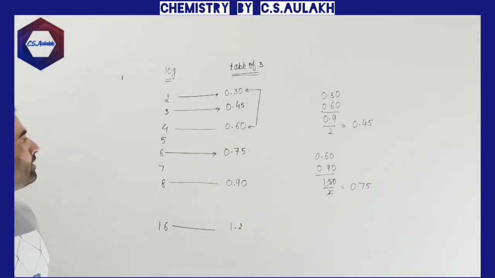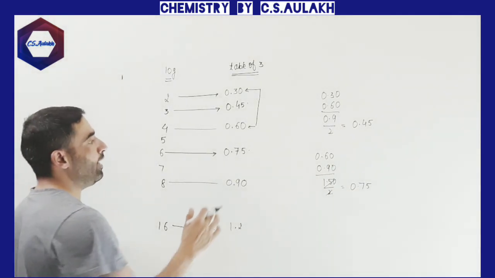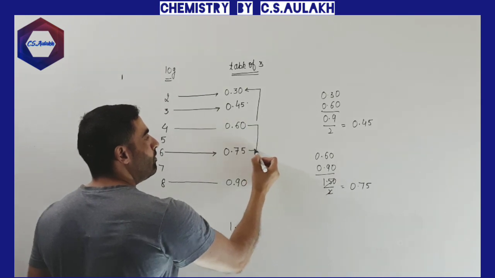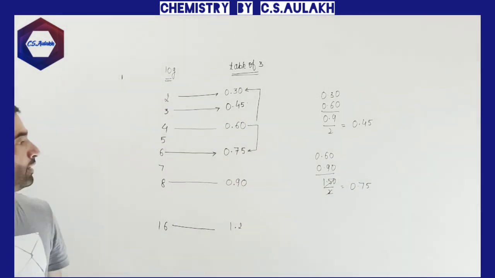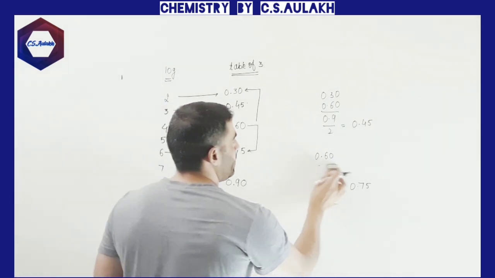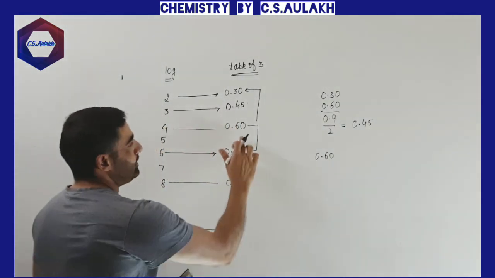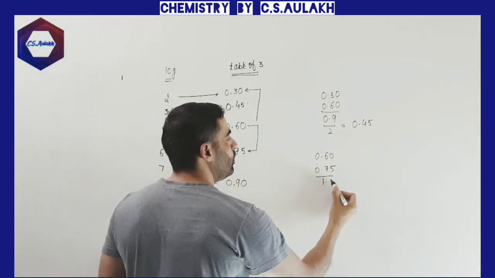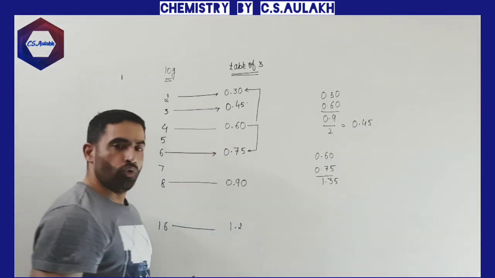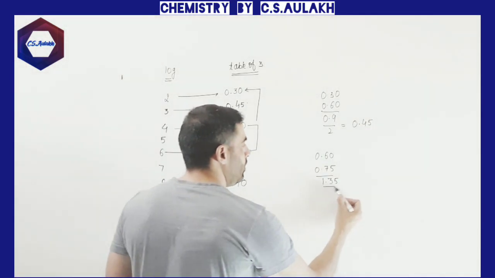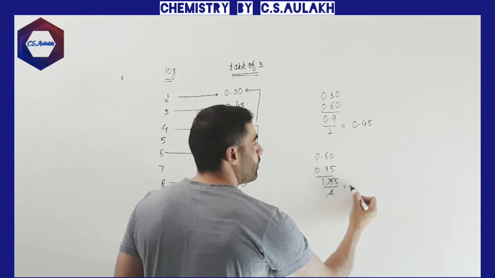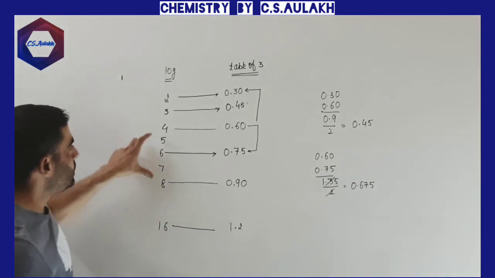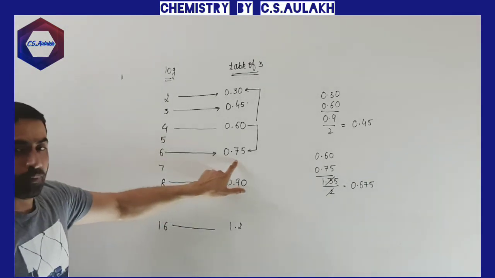If you want to calculate the value of log 5, then you will have to take the mean of these two, 0.60 and 0.75. Again, we can determine it in the same way. Here it is 0.6, here it is 0.75. If we calculate the sum, it is 1.25. When we take its mean, it will be 0.625.